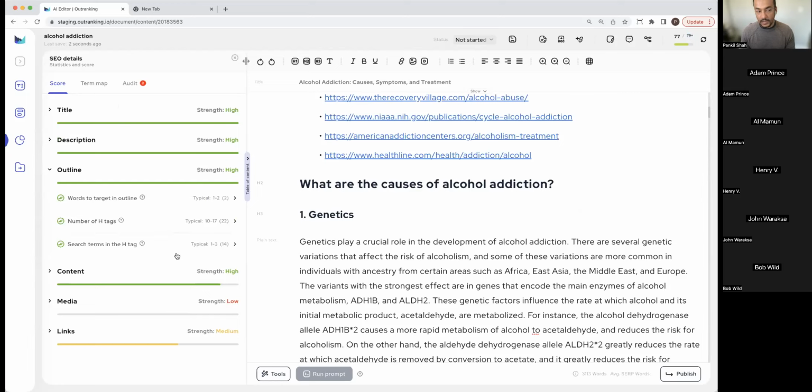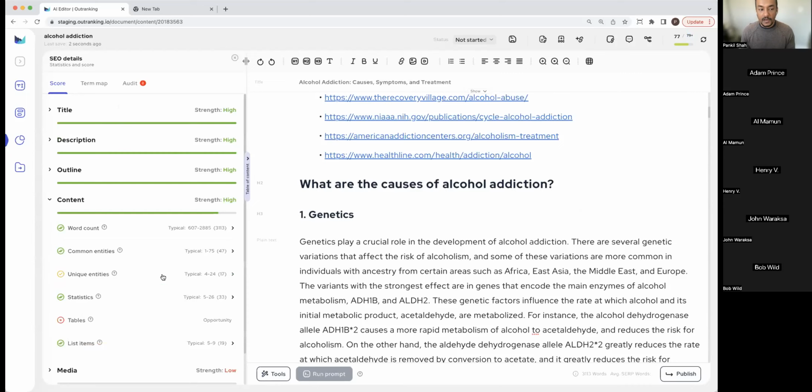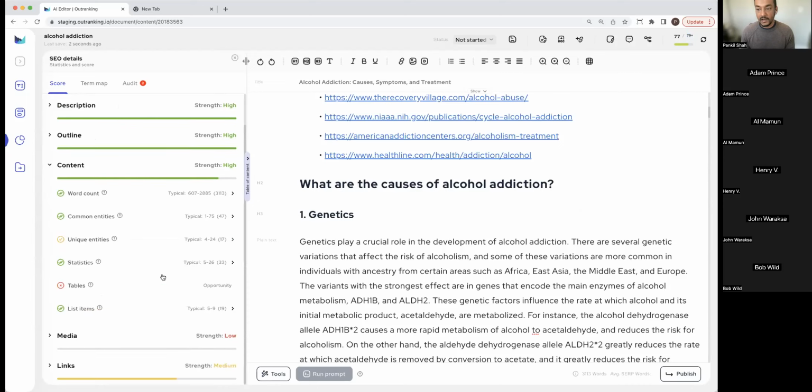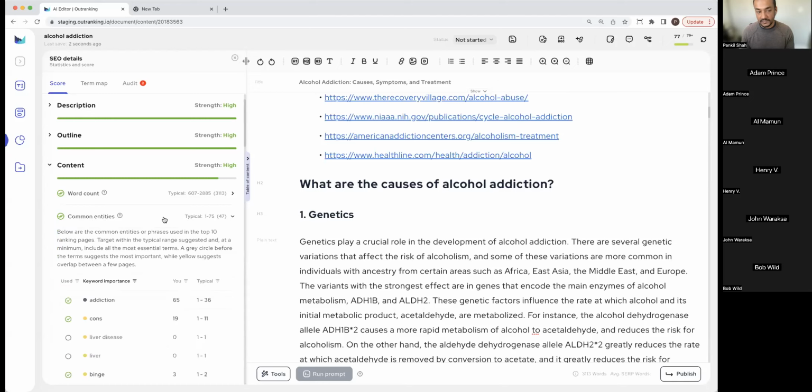Then we have the outline. We optimized our outlines too, so there's nothing to see over there. Now, this is something you want to pay very close attention to: word count. Great, we are in that range. Common entities, I wouldn't say we are in the range. I like going for more comprehensive content, so I want to cover everything that's out there, and hence I would try to reach as far as I can with this 75.